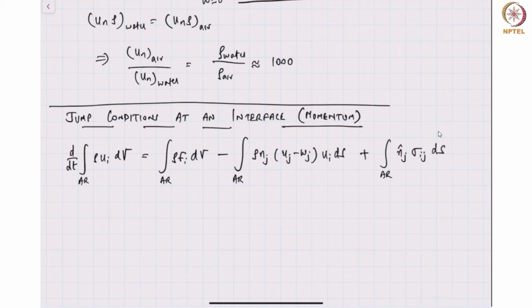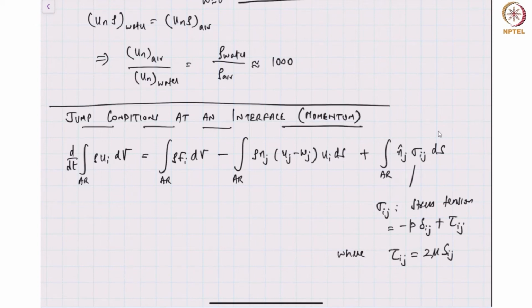So here sigma ij is the stress tensor. For those who know, the stress tensor will be the pressure terms from the isotropic part plus the deviatoric stress tensor, where if it's a Newtonian fluid, the deviatoric stress tensor tau ij will be 2 mu times Sij, where Sij is the strain rate tensor.